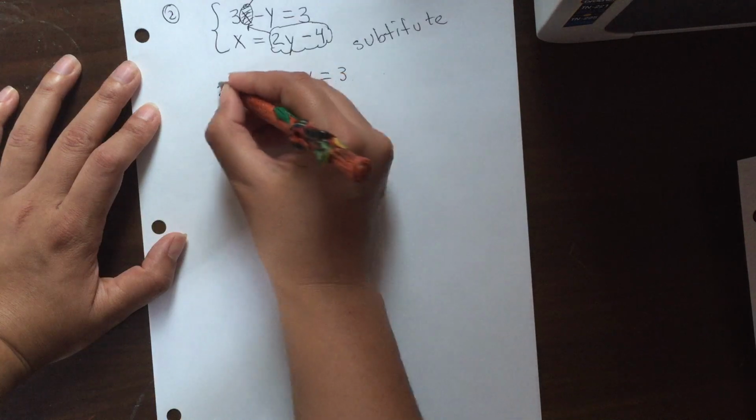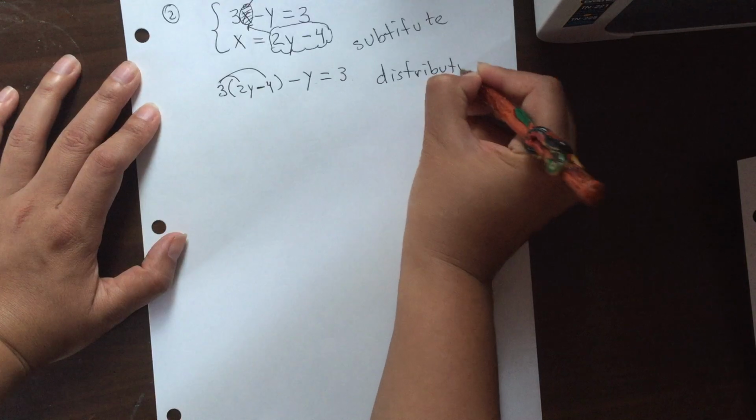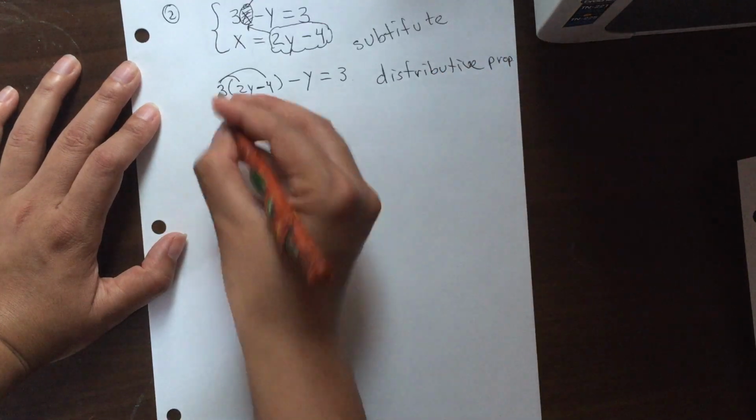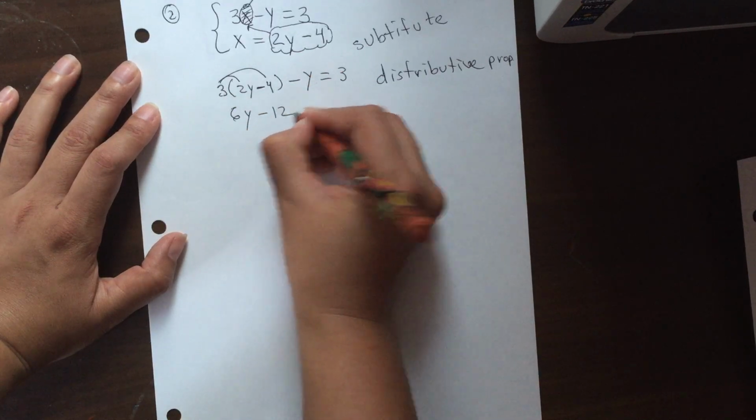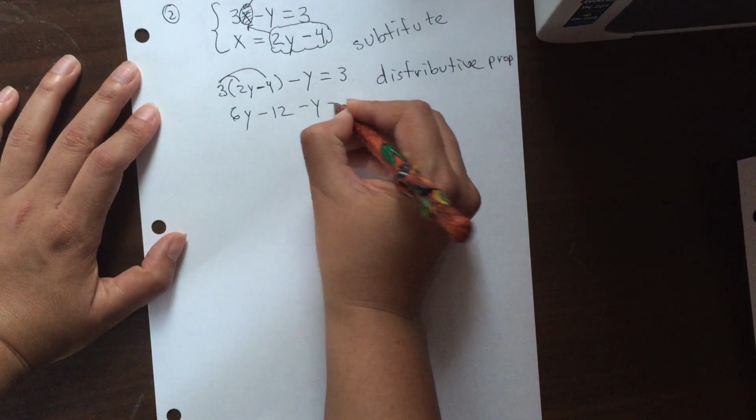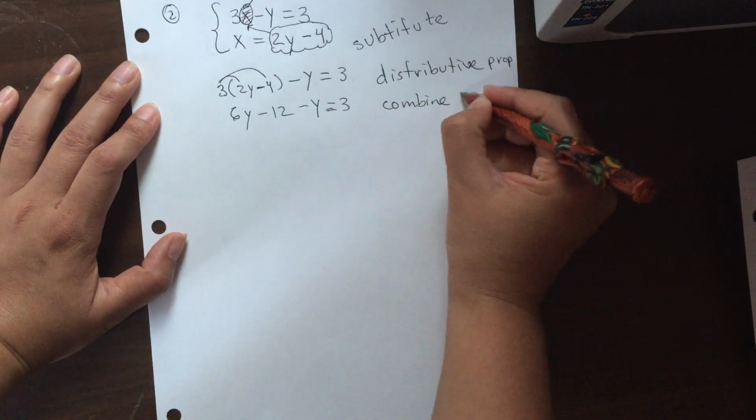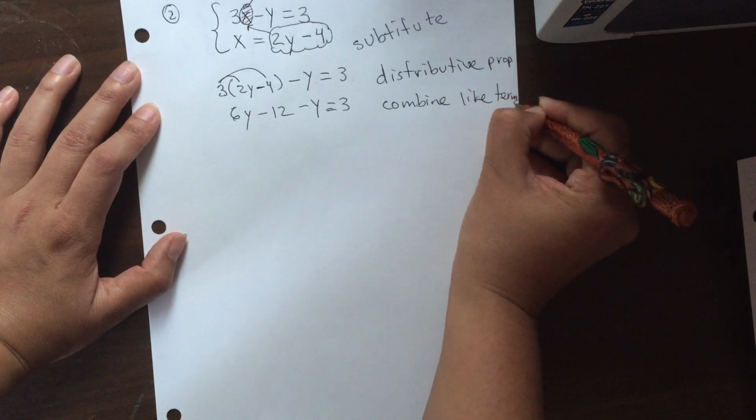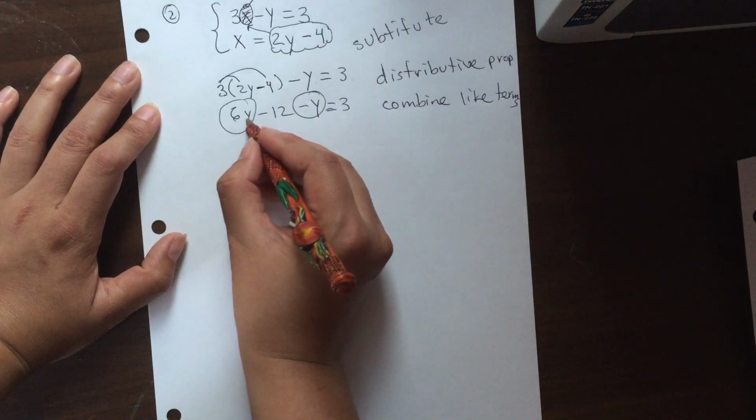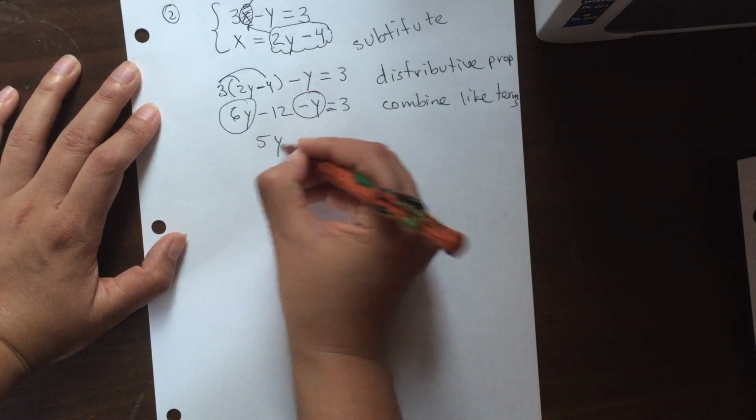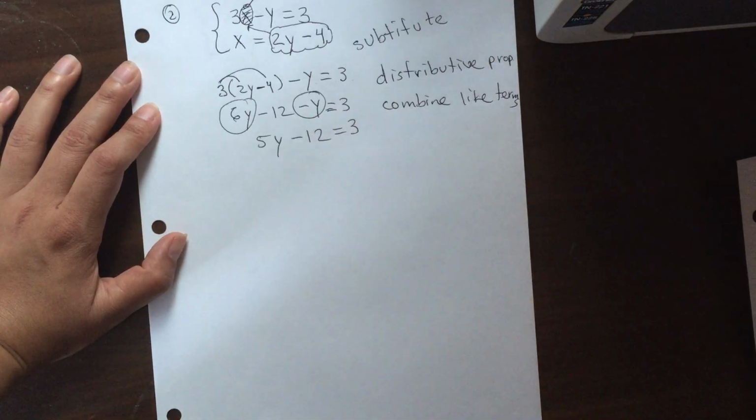The next step is distributive property. And so 3 times 2y is 6y. 3 times negative 4 is negative 12. Everything else stays the same. Then we're going to combine like terms. And so we have a 6y and a negative y. So 6y minus y is 5y. And everything else we just bring down. The minus 12 equals 3.